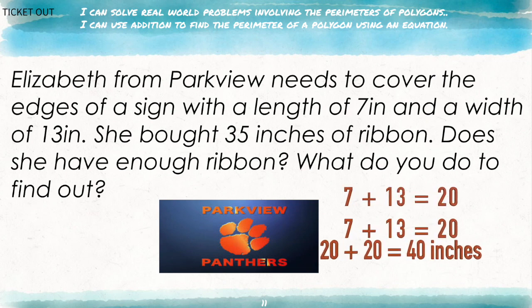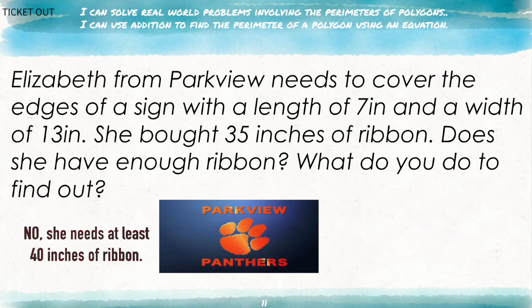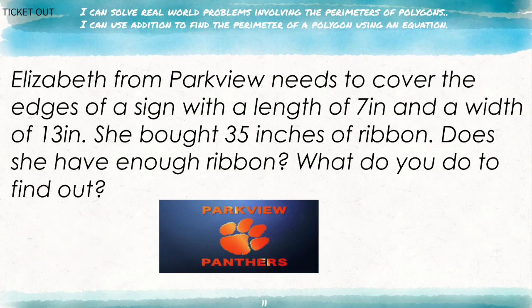Alright, I always like to have friendly numbers if I can. So I know 7 plus 13 equals 20. And since it's a rectangle, we do that twice. So 7 plus 13 is another 20. So 20 plus 20 is 40 inches. Does she have enough ribbon? The answer is going to be no. She needs at least 40 inches of ribbon to wrap around that sign. So she is out of luck. So sorry, Elizabeth.